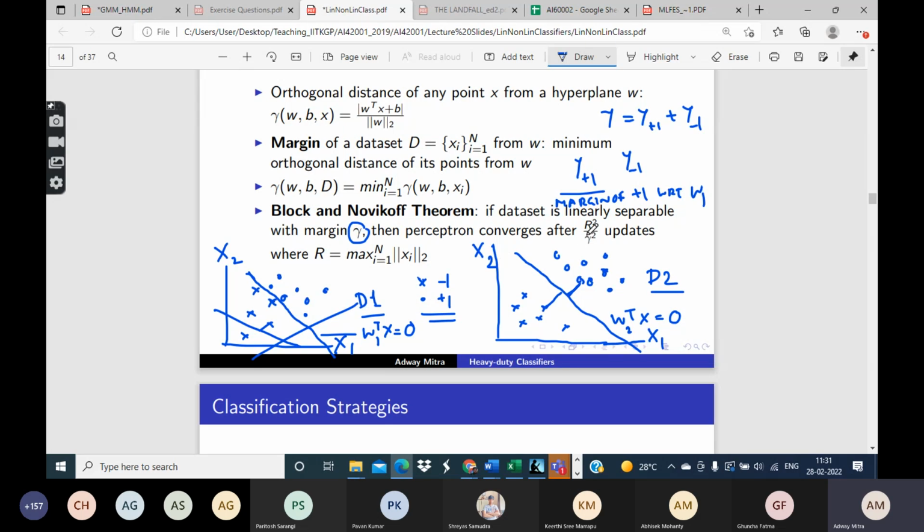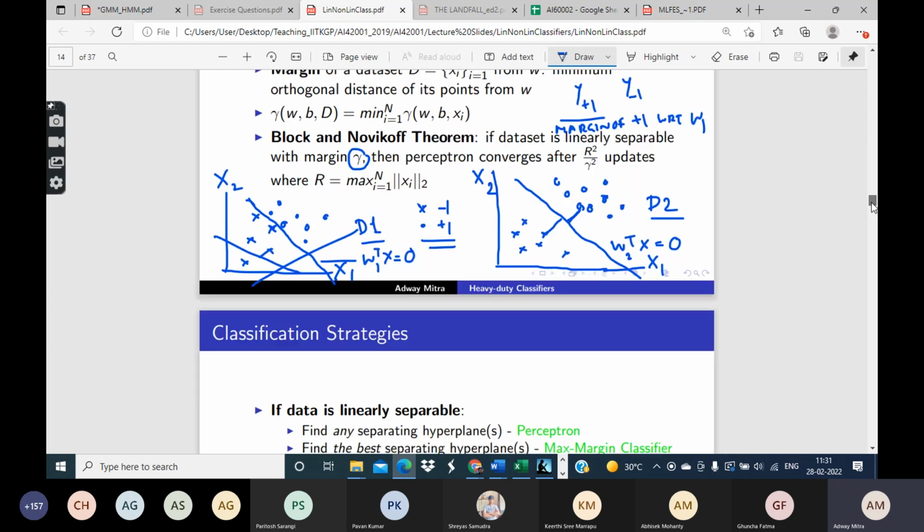So intuitively, we can say that if the margin is small, then the perceptron algorithm will take longer. If the margin is large, then the perceptron algorithm will take a shorter time, or a smaller number of iterations. So this Block and Novikoff theorem is saying that the number of iterations needed by the perceptron algorithm is inversely proportional to the square of the margin of the data set. How exactly this works, or the proof of the theorem, we will not go into. Just remember this answer.